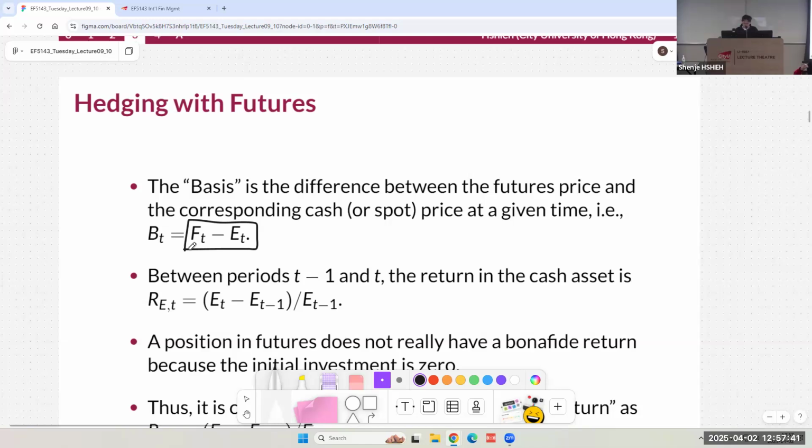We're not done yet. So with the basis, we can now define something called the basis return. So I'm going to use R_B,t. So t is just a given specific time index. R_B,t is equal to B_t minus B_t-1. Now, this is going to be strange. Rather than divide by B_t-1, I'm going to be dividing by E_t-1. So it's not a real return in any sense, but I'm just going to call it the basis return.